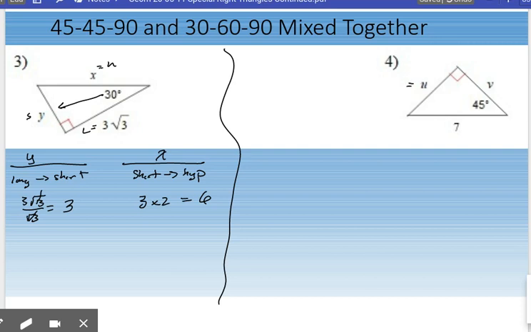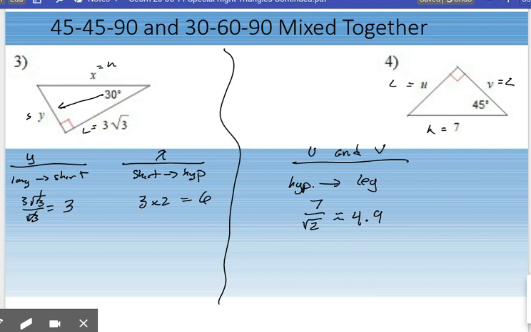Now remember, the 45, 45, 90, these are legs. That's the hypotenuse. Okay, and the legs are equal to each other. So I just got to do this one time. So I'm going to get the answers for both U and V at the same time, really. And I'm going hypotenuse to leg. When I do hypotenuse to leg, I'm basically dividing by the square root of 2. So 7 divided by the square root of 2. Can leave it as is. I like to write the decimal for these, and we have square roots on the bottom. So this is 4.9 approximately.